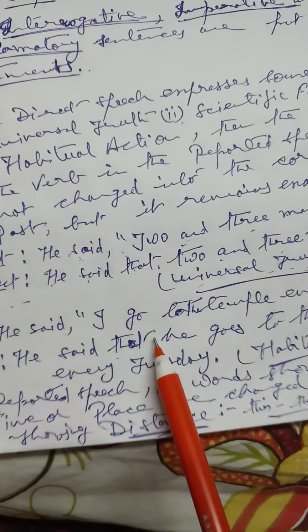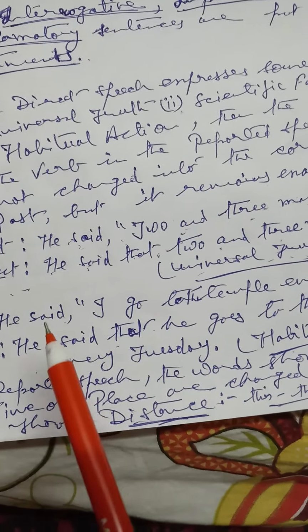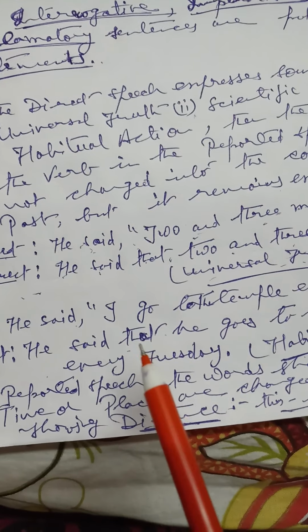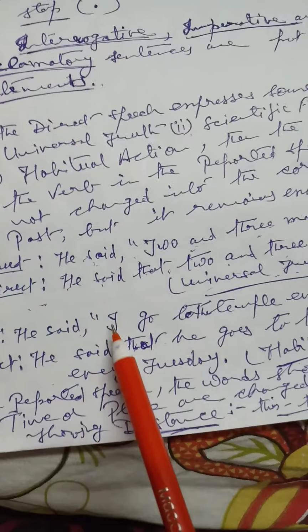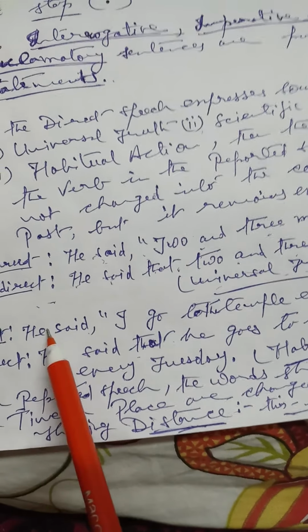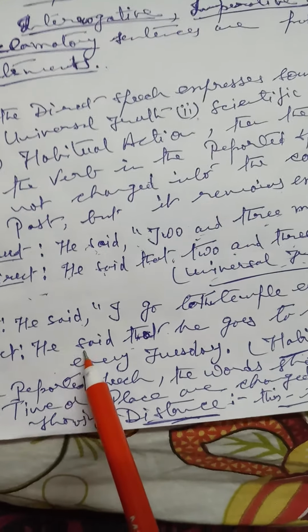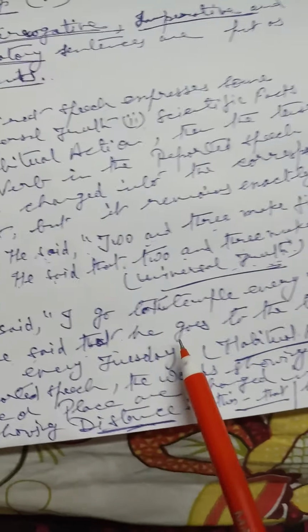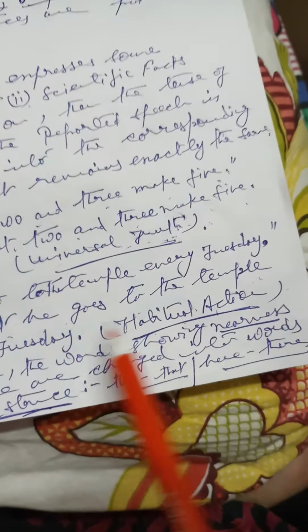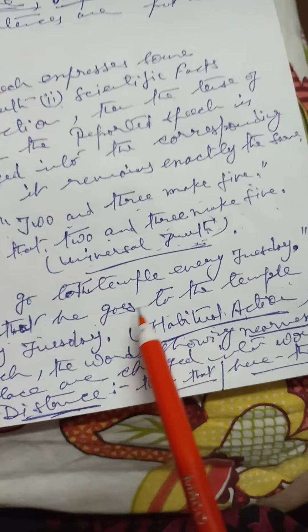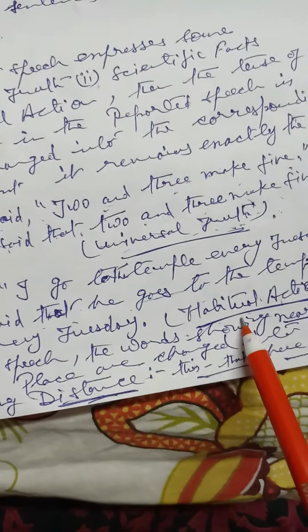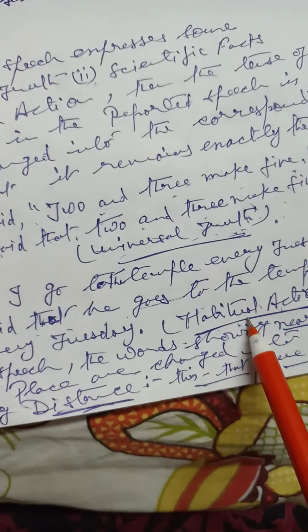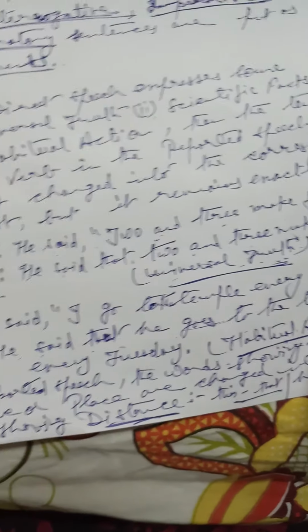He said that, this much we will do: we will remove the comma and inverted commas, insert the connector that, and change the pronoun as per the subject. He said that he goes to the temple every Tuesday. There is no change in the tense form, because this sentence comes in the category of habitual action.